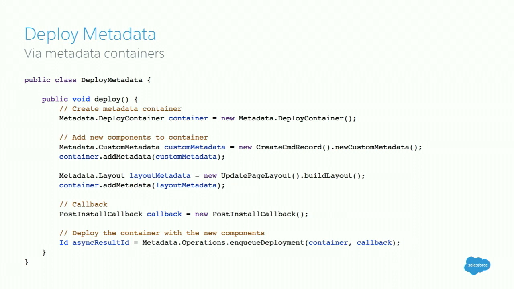Here's how one might look if you were actually doing something. So you create the deploy container, which is how you reason about deployments of metadata, and then say you're going to add a new custom metadata object. Add that in there, maybe a new layout. Give it a callback, fire it off, and that's pretty much it.